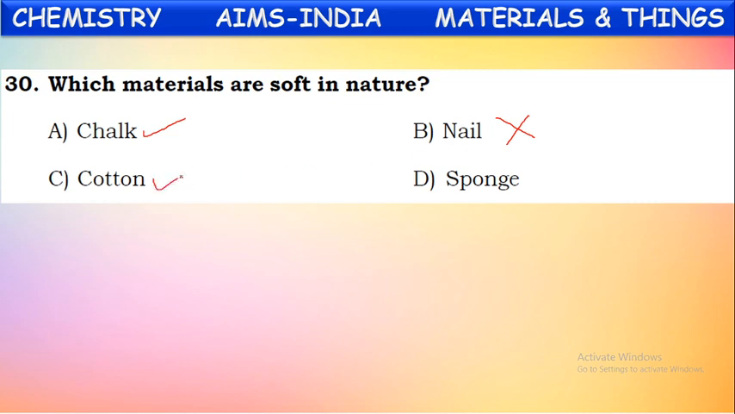Cotton can be compressed easily, so it is a soft material. This is sponge. Sponge also can be compressed very easily, so it is a soft material. So these are soft materials. Nail is a hard material. Now what will be the correct answer? These three, A, C, D, are materials which are soft in nature. Nail is a hard material.